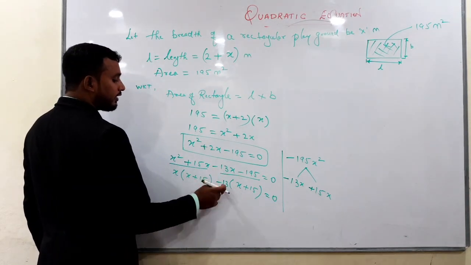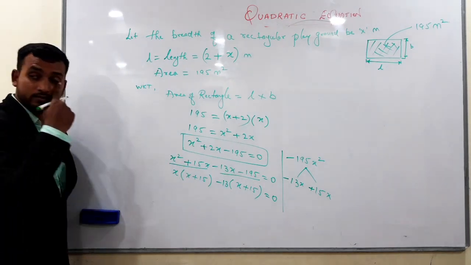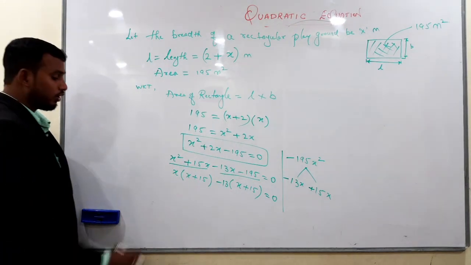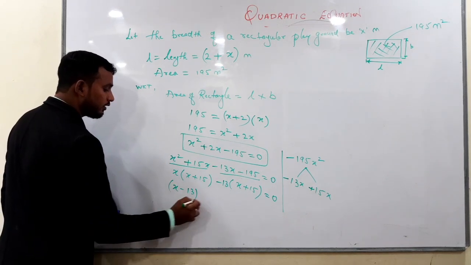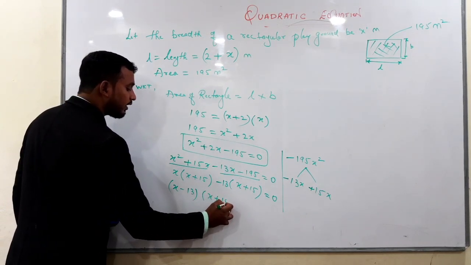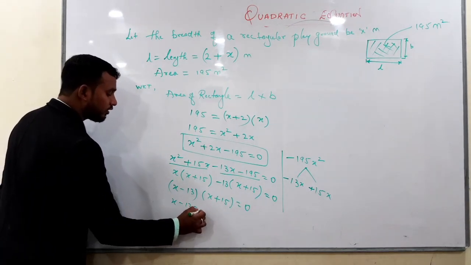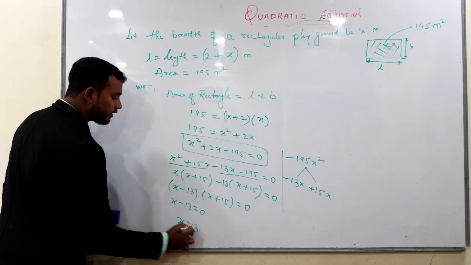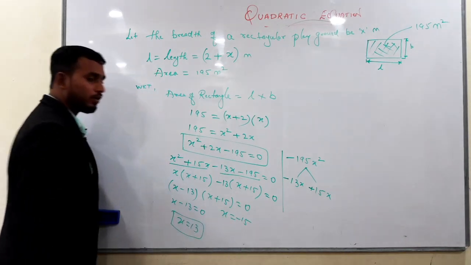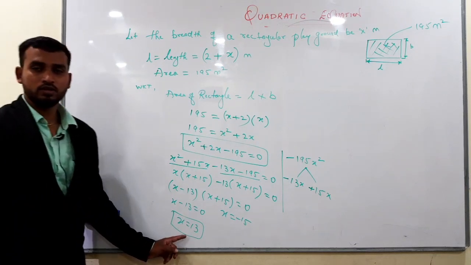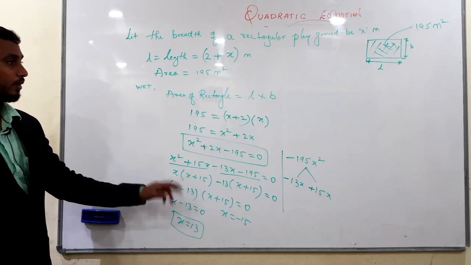Minus into plus is minus, 13 into x, 13x, minus into plus minus, 13 times 15 is 195. Understood? Now who is out? x minus 13 into x plus 15 is equal to 0. Then x minus 13 equals 0, x equals plus 13. Then x equals minus 15. But always we prefer positive number. So what is the value of x we get? 13. Plus 13.